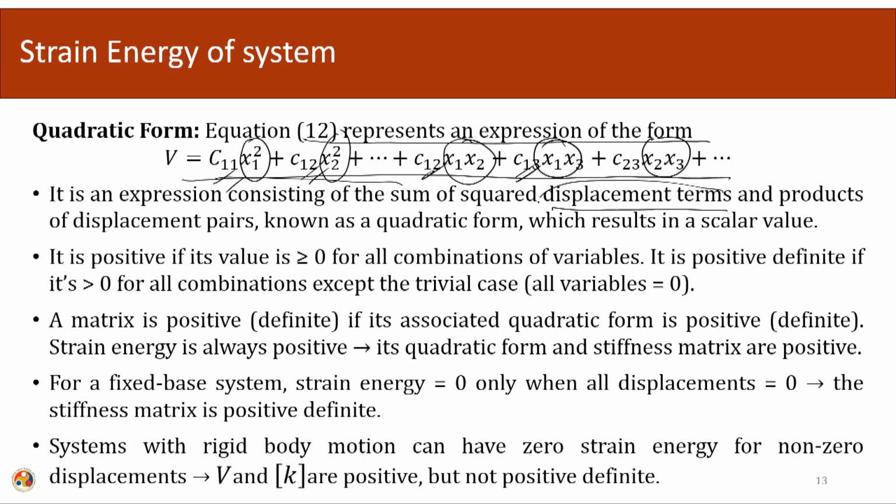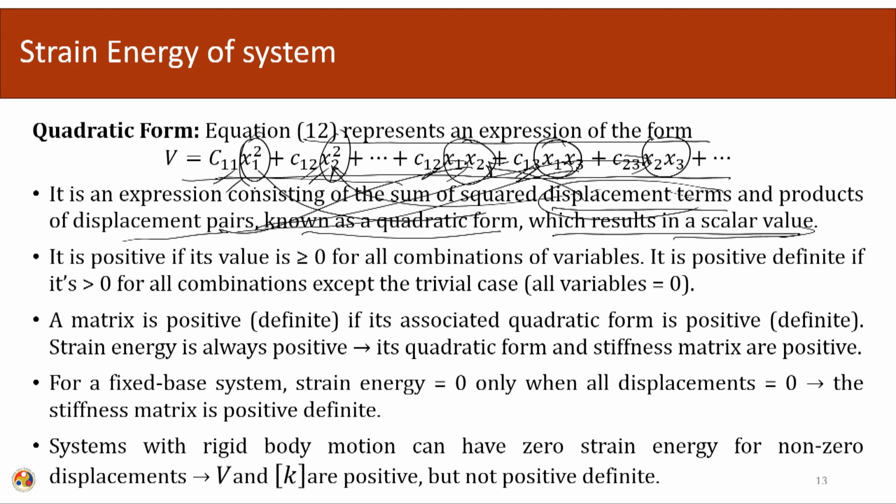So, the displacement terms are squared. Here we can say these terms are squared and product of the displacement pairs. So, these are the square terms and these are the products. So, this equation is a quadratic equation, so it will result in a scalar value. This is an algebraic representation of the strain energy in the quadratic form.